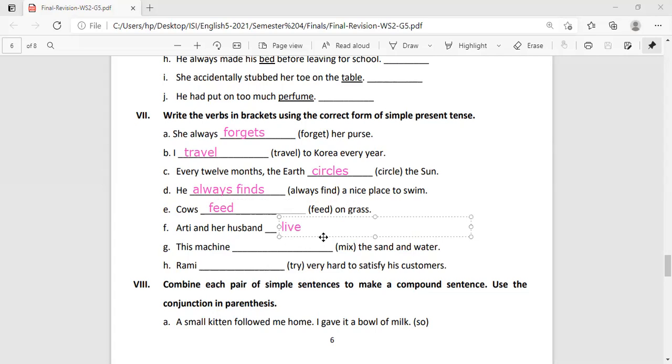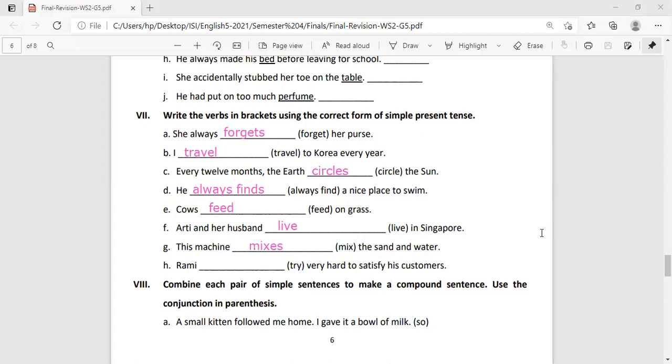Okay, continue. Lana. This machine mixes the sand and water. Okay, what do you add here? S? ES. Excellent.